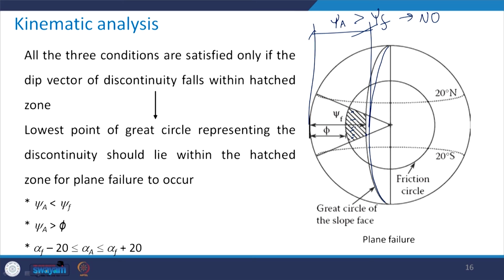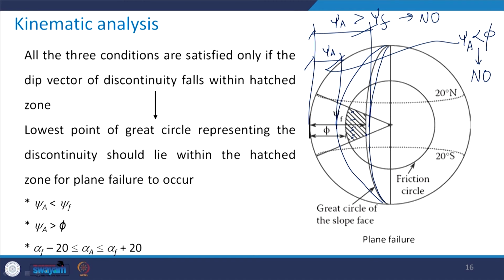Second thing is, let us say psi A should be more than phi. Now, say the discontinuity has this kind of great circle. So, what will happen in this case? In this case, this will become psi A, and you see what will happen here. This psi A is less than this angle phi. So, what will happen? This discontinuity is not lying in the hashed zone. So, again in this case, no failure is going to take place as far as plane failure is concerned.